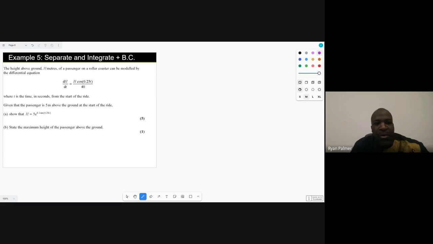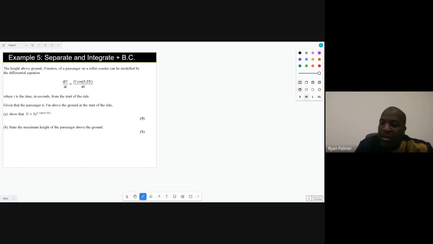In this example, we continue to practice the separate and integrate method. We also have boundary conditions, and some amount of context, but not too much. We're told that the height above ground, h meters, of a passenger on a roller coaster can be modeled using the differential equation in front of us, where t is time in seconds from the start of the ride. Given that the passenger is 5 meters above the ground at the start, show that the following is the particular solution.